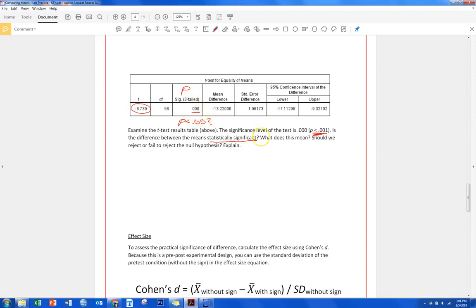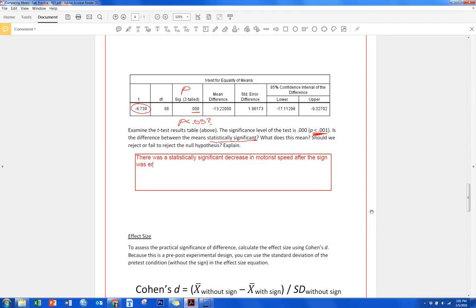Focus in on this value right here. Let's write about that. So there was a statistically significant decrease in motorist speed after the sign was erected. And we're going to go ahead and report that. So we have t because it's a t statistic, t-test. The degrees of freedom is 98. Space equals 6.739. Go ahead and report that.